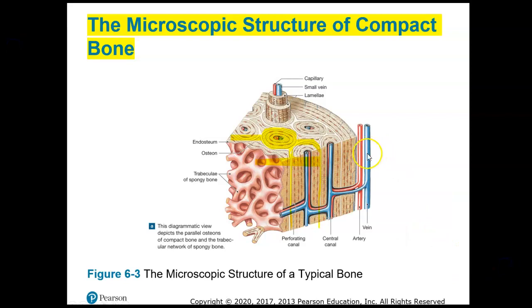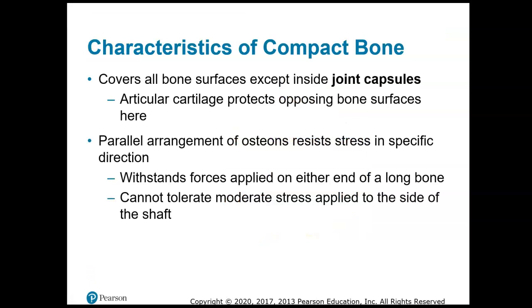Okay, so you can see in the osteon, the osteocytes that are kind of sandwiched between the layers of bone tissue called lamellae. You can also see very clearly the canaliculi that run between the osteocytes, and ultimately they end up connecting to the blood vessels here in the central canal. And the perforating canals run perpendicular to the central canal, and they also contain blood vessels.